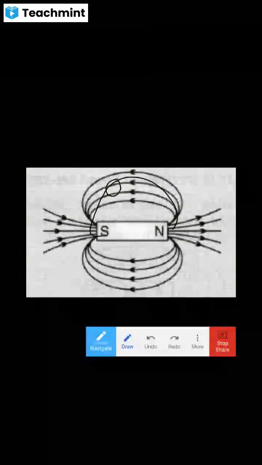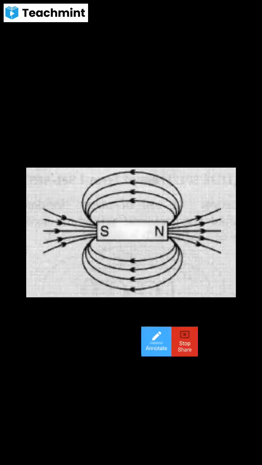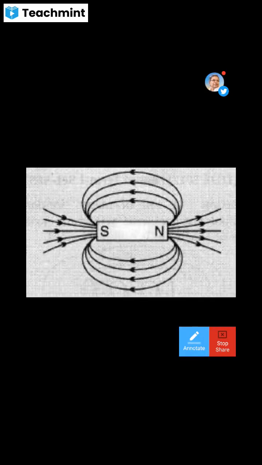The question was, why two field lines do not cross each other? And the answer: if they cross each other, then at the intersecting point, the compass has to point towards north as well as south, which is impossible.